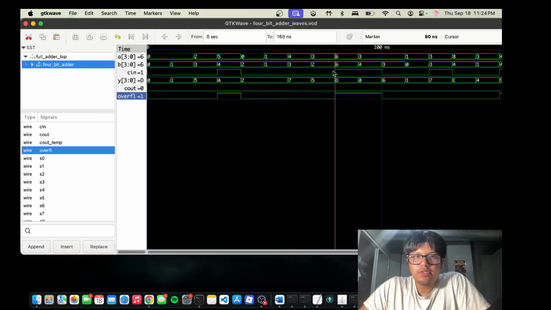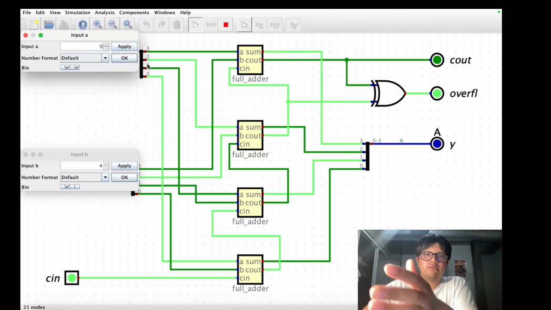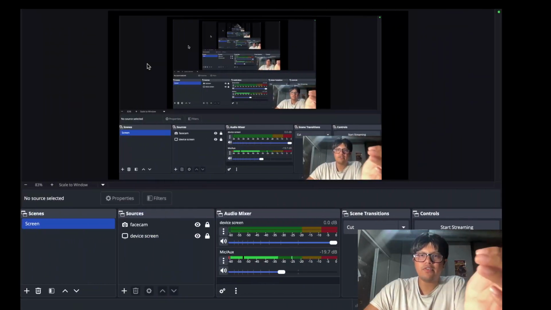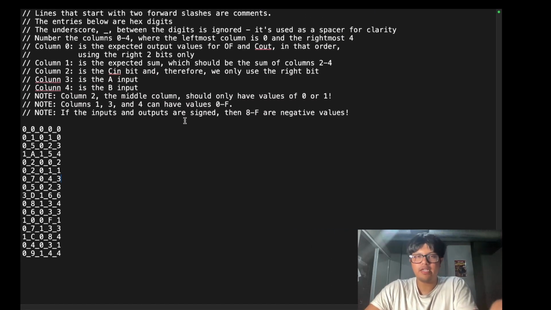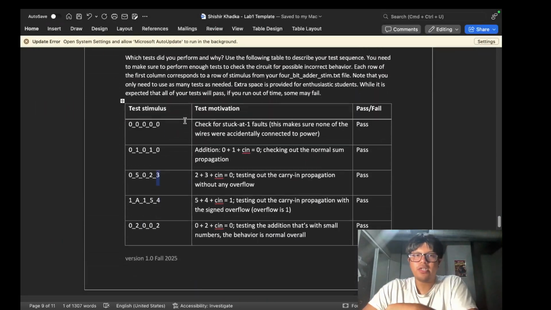And when I played around with each test case on GTKWave, it confirms that the test cases and the answers in the table right here are 100% accurate.